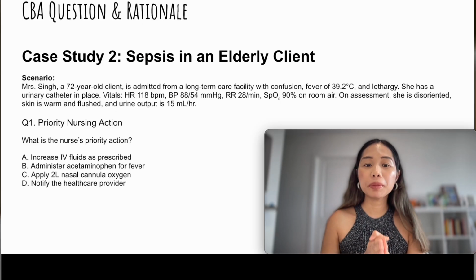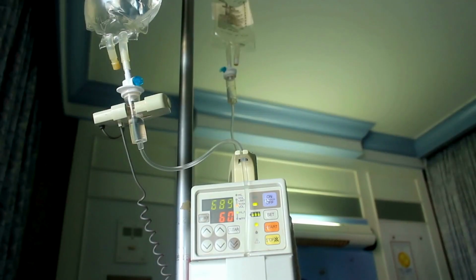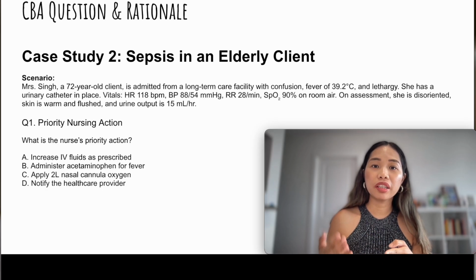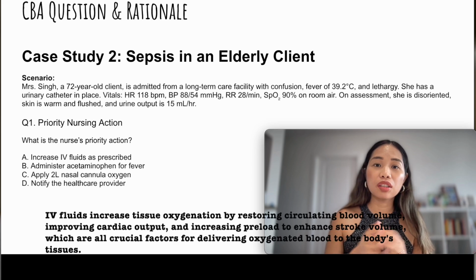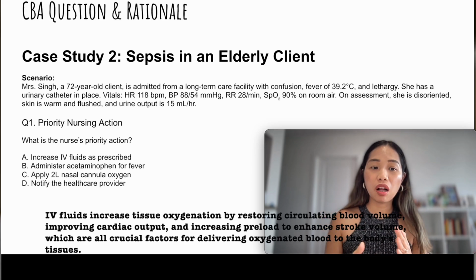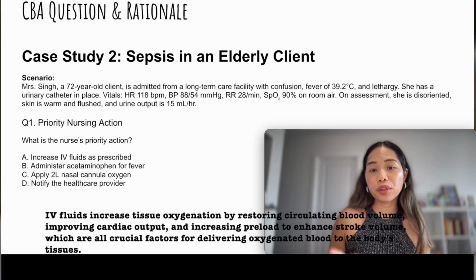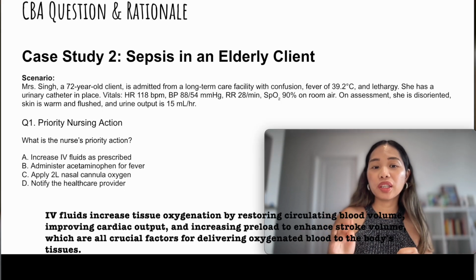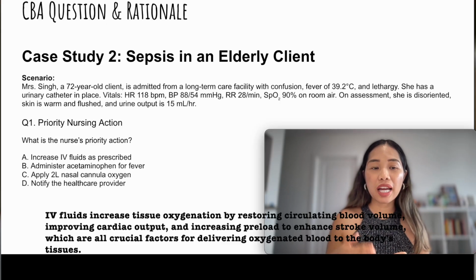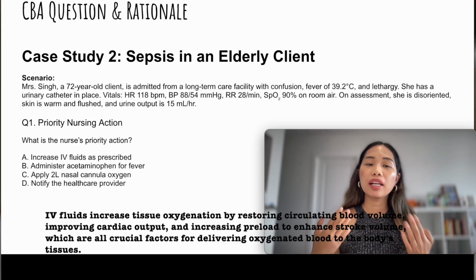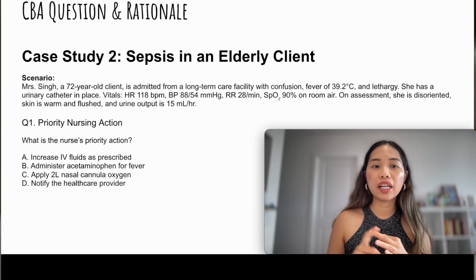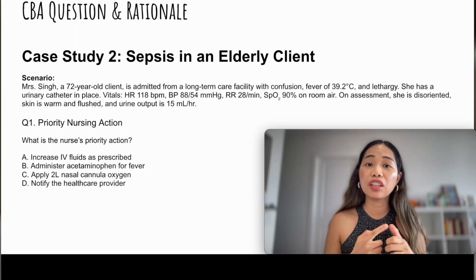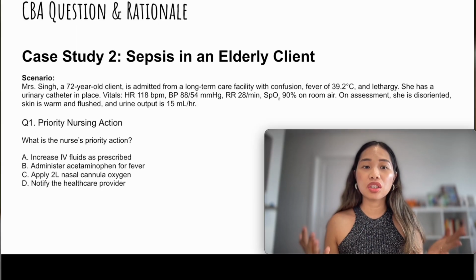Therefore, the answer here would be letter A, increase IV fluids as prescribed, because without fluids, oxygen delivery is compromised. So we have to deliver oxygen. When we increase the IV fluids, there is a high possibility that the oxygen will also increase. And that's why the priority, because we can only choose one, would be letter A, right? Increase IV fluids as prescribed, as this patient is showing signs of septic shock: hypotension, tachycardia, tachypnea, altered mental status, and oliguria. Those are all signs of septic shock.